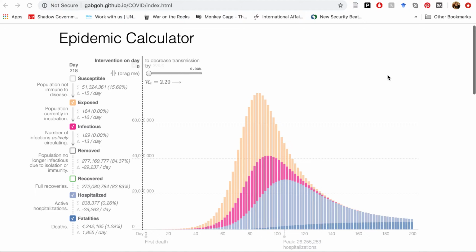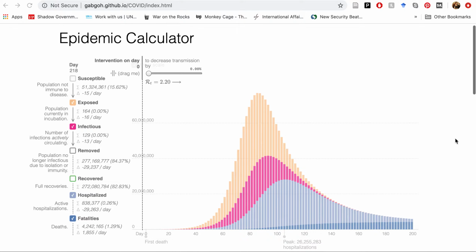And like the Dr. Landon, I believe her name was, who spoke last night, if you don't see anything happening around you, that means what you're doing is working. So I want to show that with numbers here using this epidemic calculator.